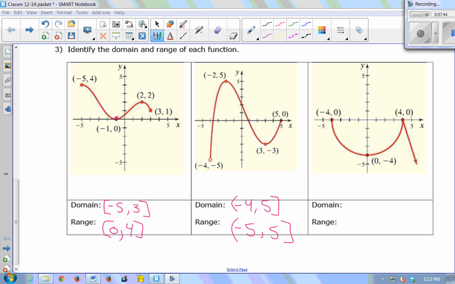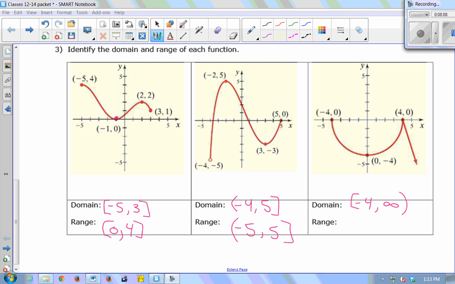Okay, and then the third graph. Smallest x value? Negative 4. And biggest x value? Infinity, because this line looks like it keeps heading to the right forever. I'm going to include the negative 4 because it's a closed dot. You never include infinities. You always put parentheses on them.